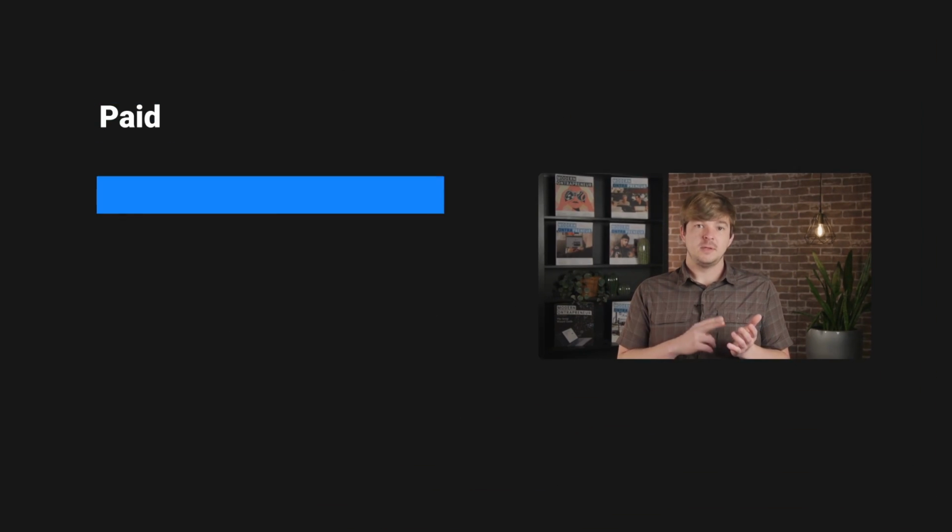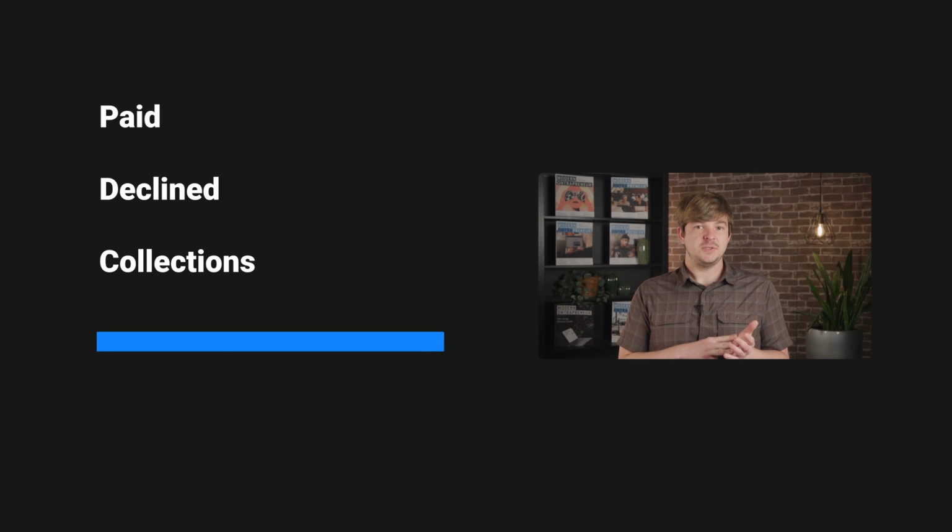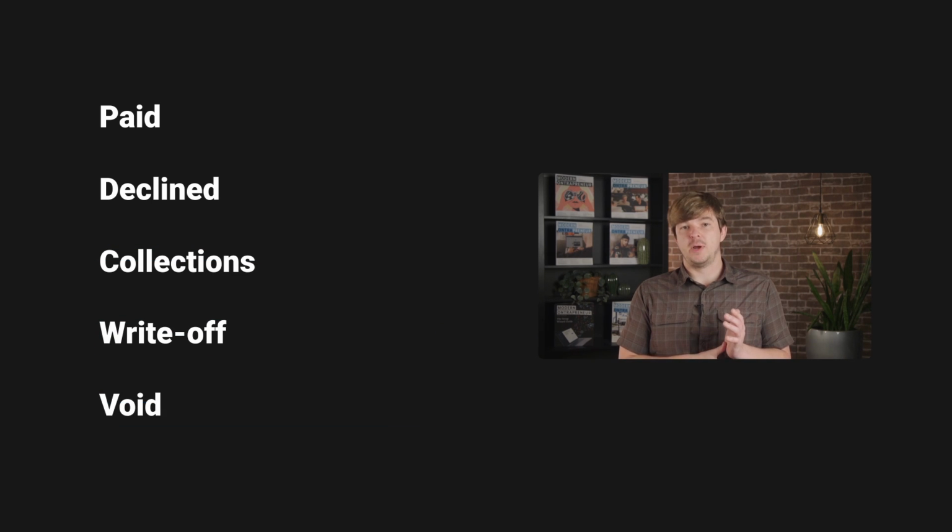So Ontraport is going to try and get it for you with an automated collections process. I'm going to explain how all this works so you can get real paid. Before we jump into declines, I'll go over the different statuses for transactions in Ontraport. Those statuses are paid, declined, collections, write-off, and void.